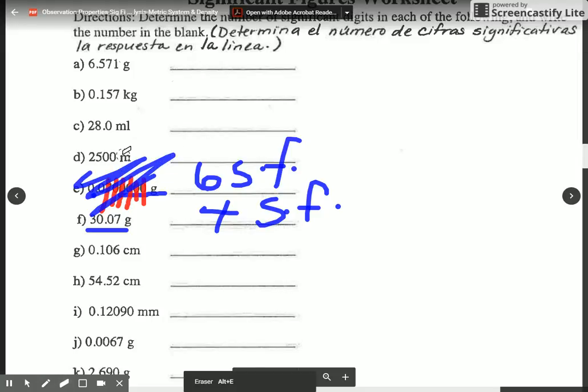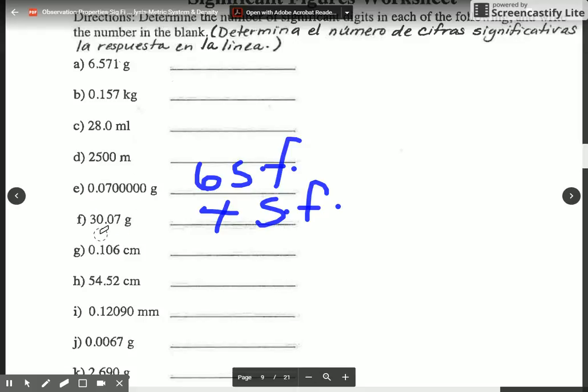All right. Please, please, please make sure that you check your notes. In your notes, we went over the rules step by step. You have some examples, so just follow that. Follow the examples and do your very best. And if you have any questions, then we will meet. All right.